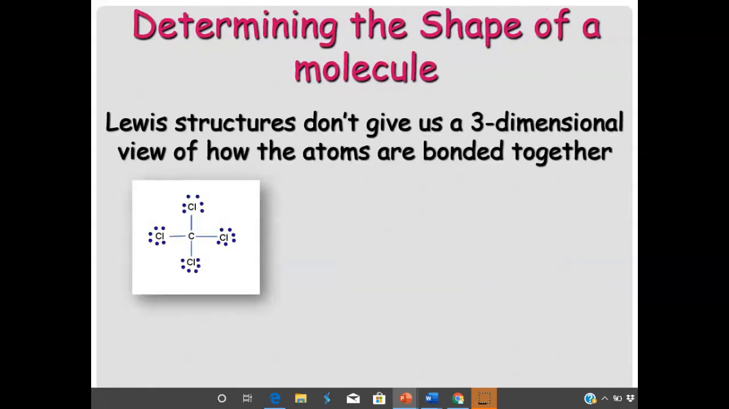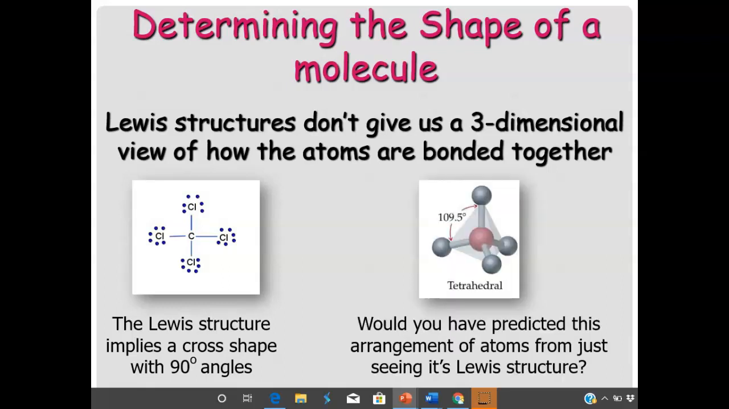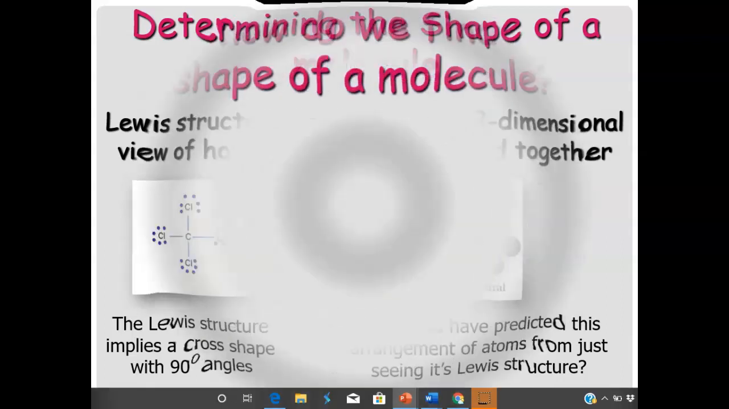All right, how do we determine the shape of the molecule? You have to draw the Lewis dot structure first. Lewis dot structures don't give us a three-dimensional picture, but atoms do bond in a three-dimensional shape, okay? The Lewis dot structure implies that everything's 90 degrees, but in actuality, they are not, okay?